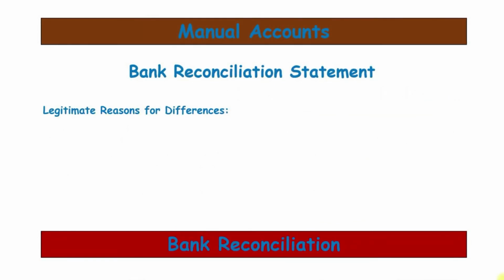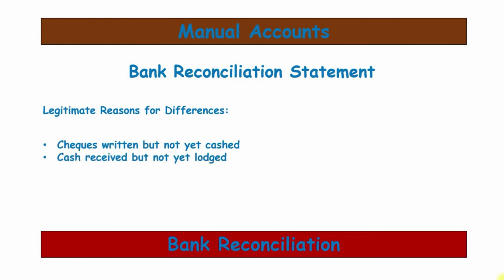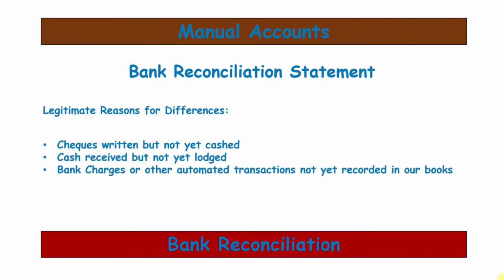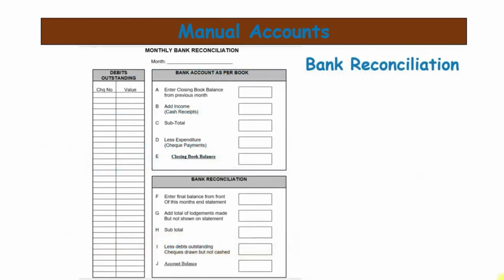Some legitimate reasons for a difference are: checks written but not yet cashed, cash received but not yet lodged, bank charges or other automated transactions not yet recorded in our books. This is one example of a bank reconciliation sheet.